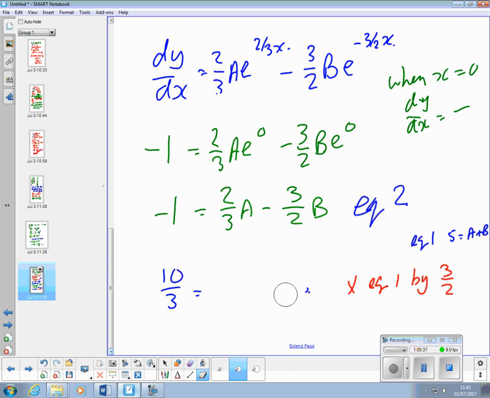Hang on. 5 times 3 over 2. 15 over 2, isn't it? Hang on.